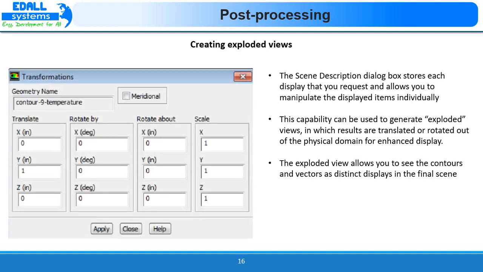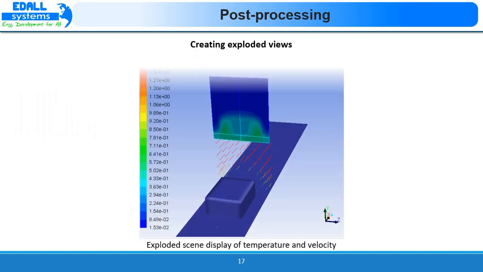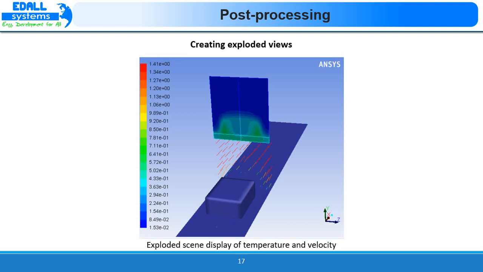So this is the dialog box where we can alter some of the features and then we can create an exploded view. Here is an example of how we can create an exploded view. So this is exploded scene display of temperature and velocity. So here we have temperature as well as velocity in one single frame. We can generate such kind of exploded view in ANSYS Fluent.